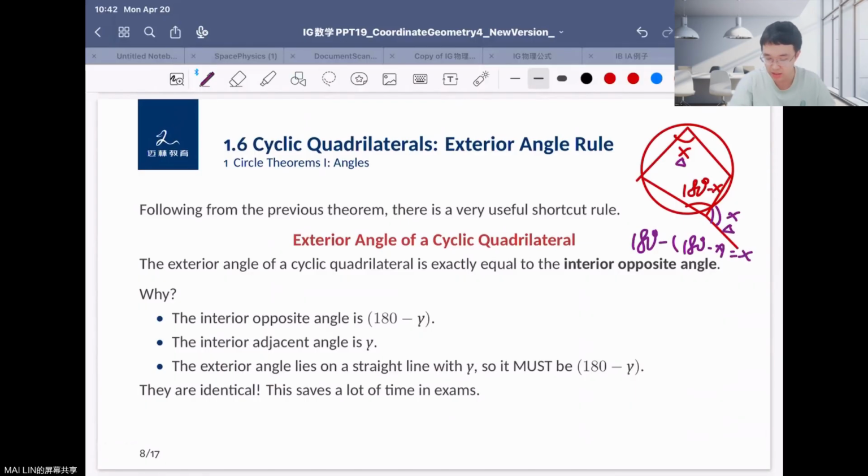So angle x equals the opposite angle x, so their value is the same. Okay, so let's say here, the exterior angle equals the adjacent angle. Sometimes it's very hard to understand here. Okay, that is for cyclic quadrilaterals.